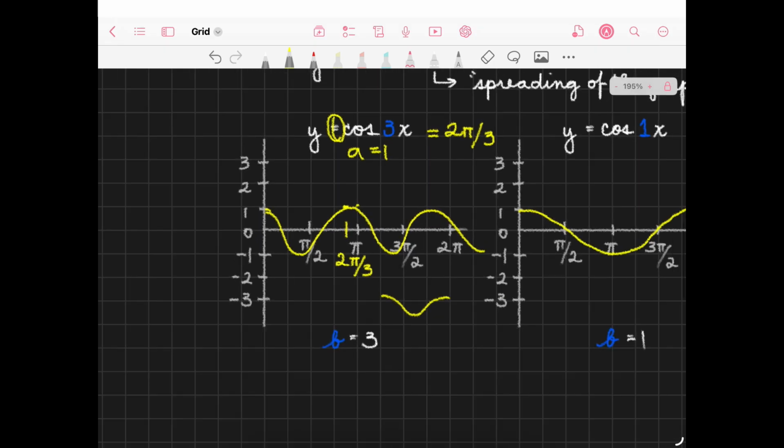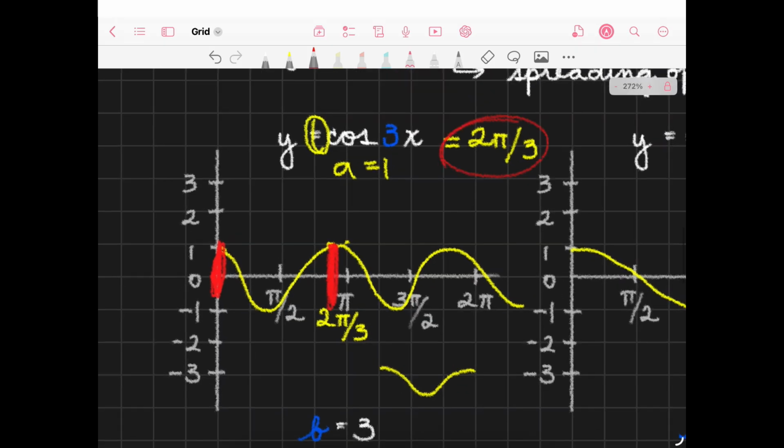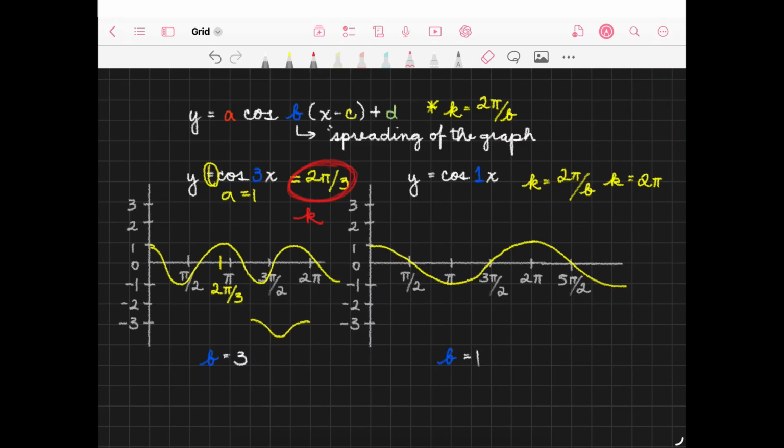Oh, messy graph. But the period would start from x is equal to 0, which is here, to x is equal to 2 pi over 3, which would be our k, or our period. And as we compare y is equals to cos 3x and y equals to cos 1x, we might notice that y is equals to cos x is wider compared to y is equals to cos 3x.